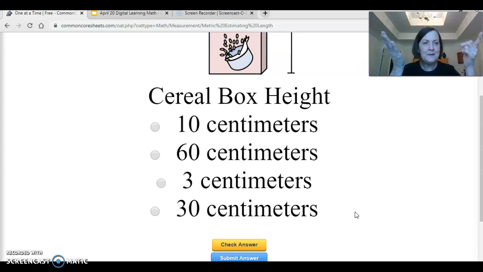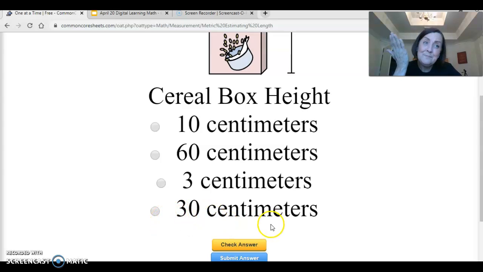I'm going to eliminate 10 centimeters and 3 centimeters. And let's see, 60 centimeters. Would it be 60 of these? 1, 2, 3, 4, 5, 6, 7, 8, 9, 10, 11, 12. I'm going to go with 30. It's either 60 or 30, but I'm going to do my best.